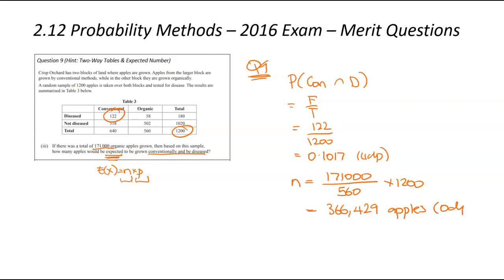And there I deliberately rounded to 0 dp, or the nearest whole number for apples, because you can't have part of an apple. And then once we've done that, we've now got the N value, we've now got the P value. We can go ahead and calculate the expected value.